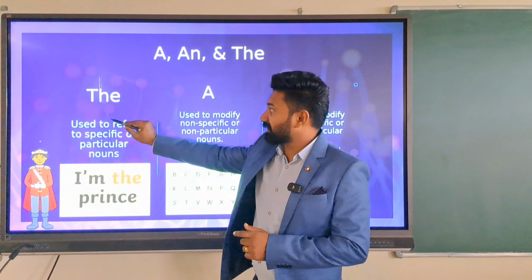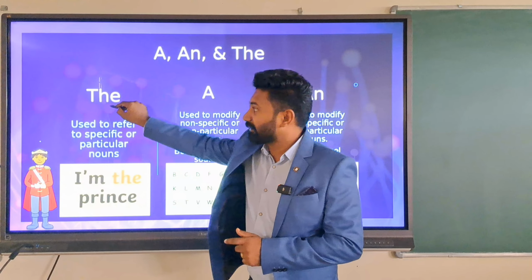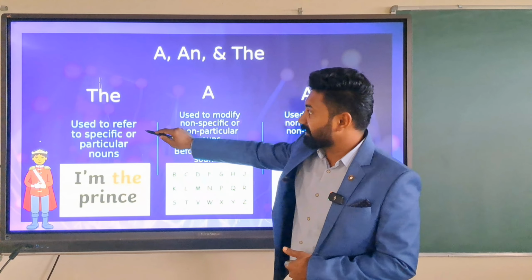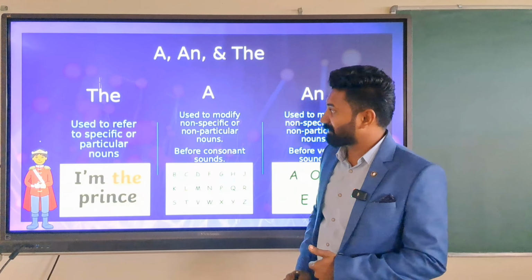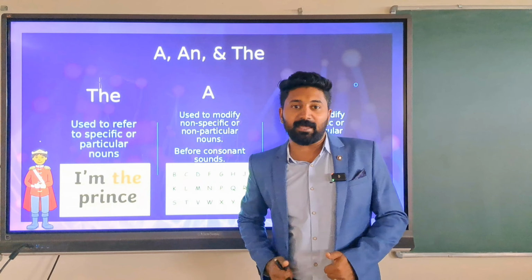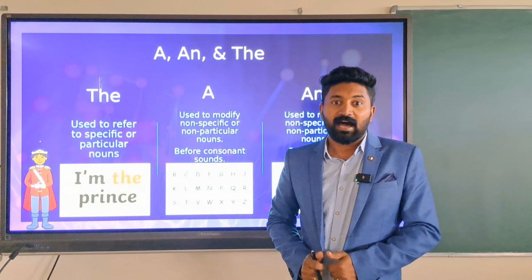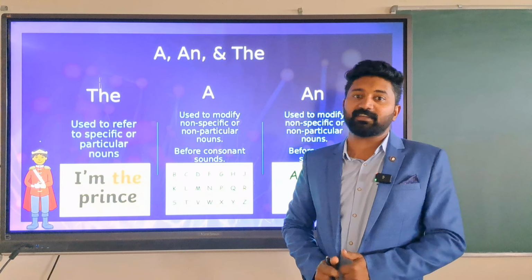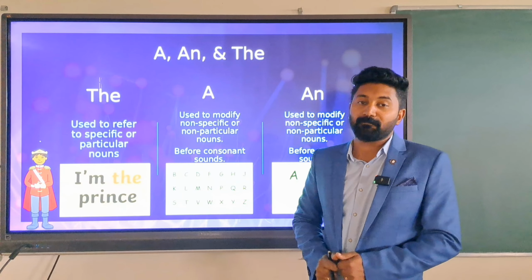To begin with, let's discuss the function of the definite article the. The is used to refer to specific or particular nouns. Like for example, I am the Prince of England. I am the student of Vidyavahini First Grade College, or I am the principal.